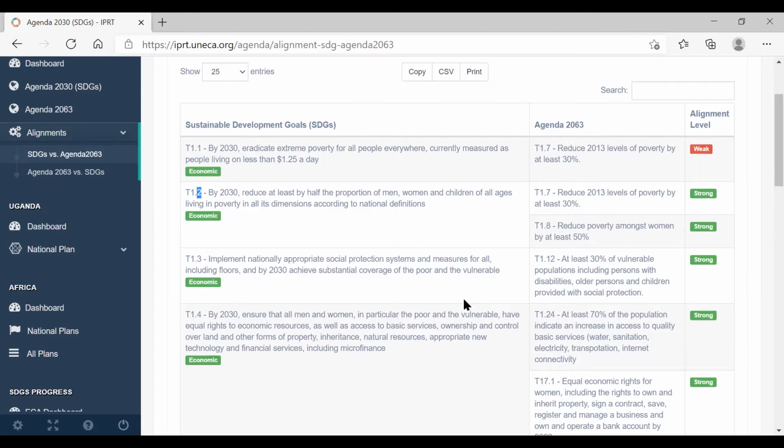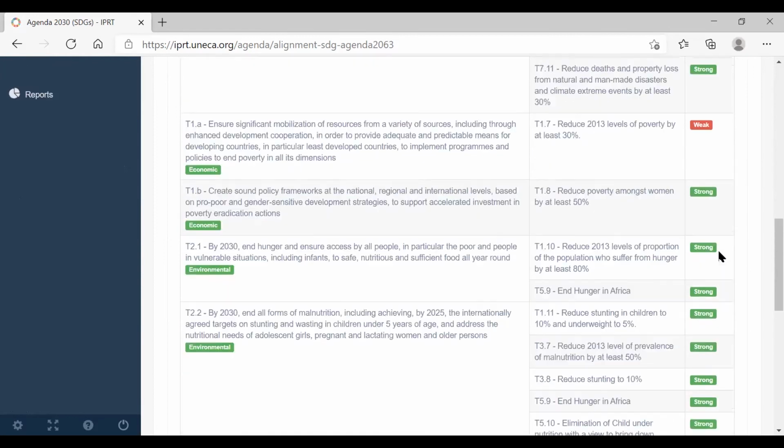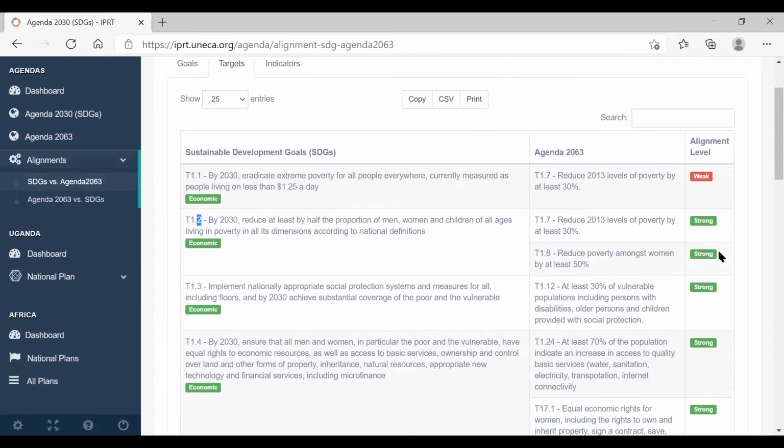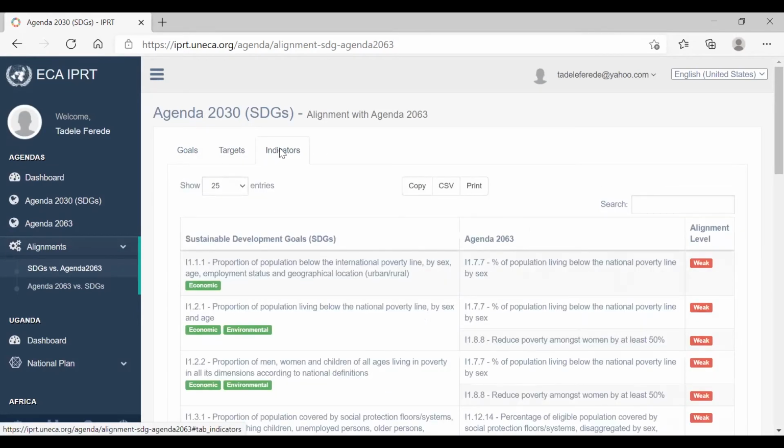Now, you can see that you have 3 columns here. You have the SDG agenda, Agenda 2063, and the level of alignment. You see that the red is weakly aligned, the green is strongly aligned. Again, the third one is indicator level alignment.